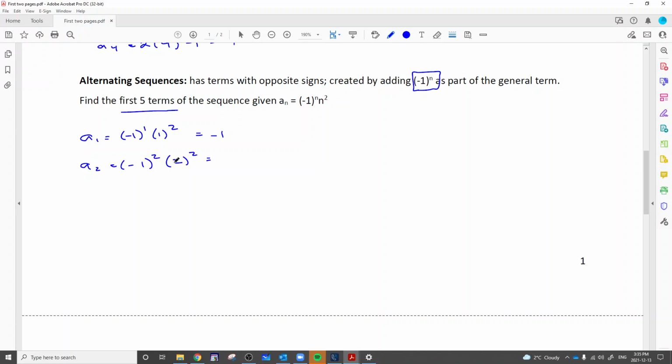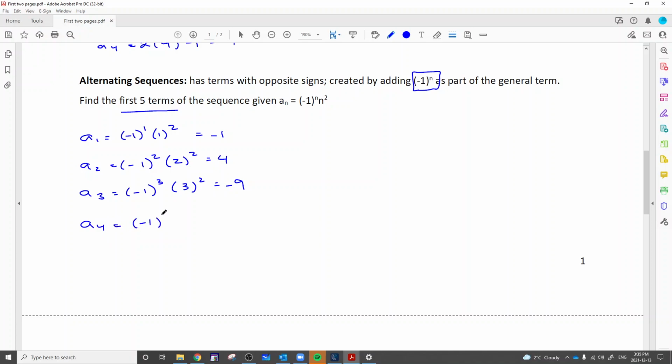And then positive 1 times 2 squared is 4. And then we find the third term. The third term, again, you're putting in n is 3 in the two places that n is in your general formula. And we get negative 1 cubed, which is negative, times 3 squared, which is 9, and we get negative 9. And then we find the fourth term.